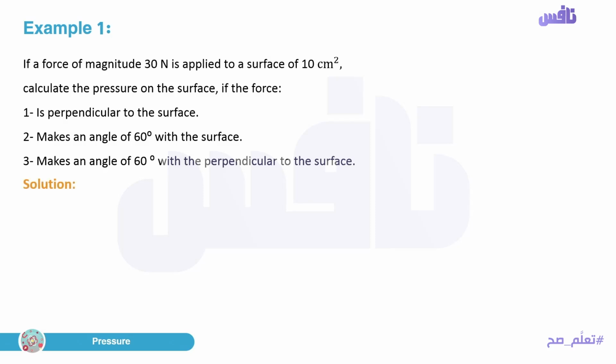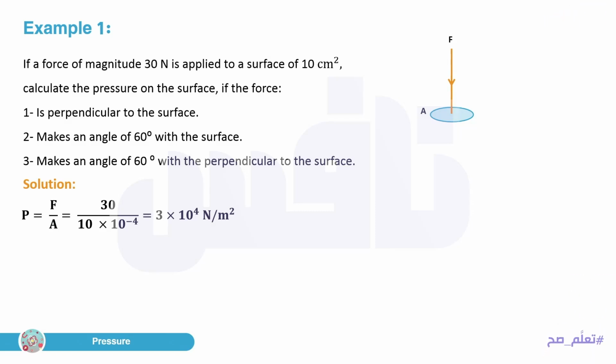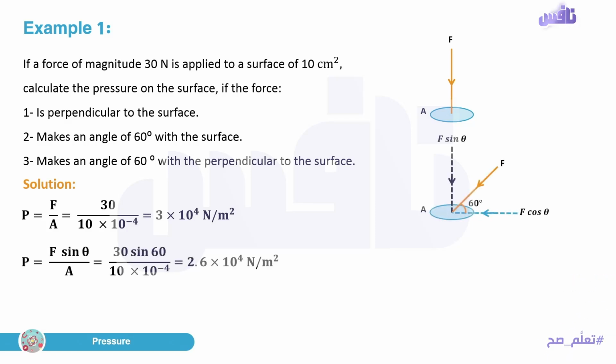Now, the solution steps. First, we have the rule P equals F over A. For the first case, which is perpendicular, sin 90 is 1. Therefore F over A: 30 over 10 multiplied by 10 power negative 4. And using your calculator, the value will be 3 multiplied by 10 power 4. Case number 2, P equals F sine theta over A, because the angle is with the horizontal. So the effective value of the force, or the component acting, is F sine theta. So 30 sine 60 over the same area, 10 multiplied by 10 power negative 4.